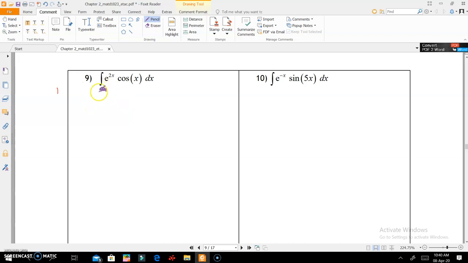Alright, if you look into the question there, we can say that tabular is not suitable here because, based on LIATE, this part is your exponent and this is the trigo function. Based on the word LIATE, trigo comes first before exponent. So if you try to differentiate cos, it will never be 0. So you can see that you cannot use tabular.